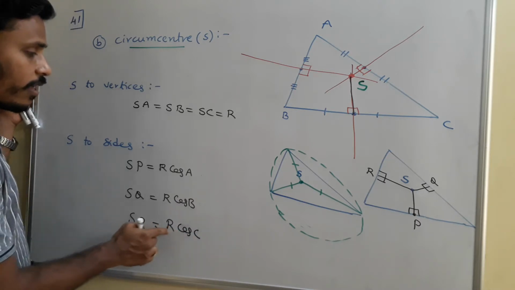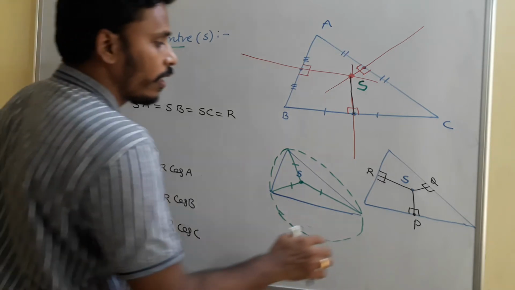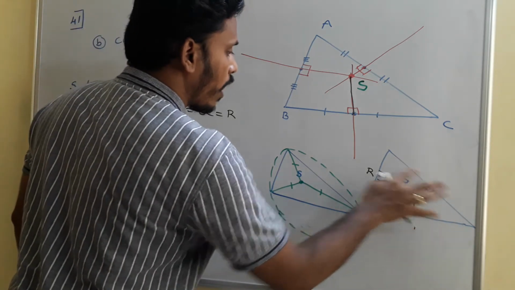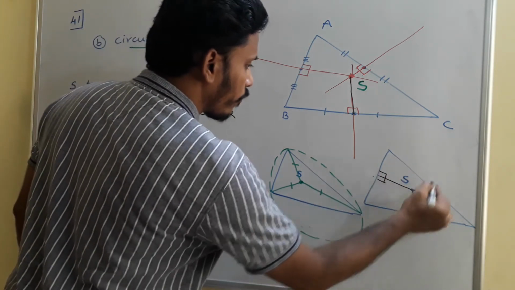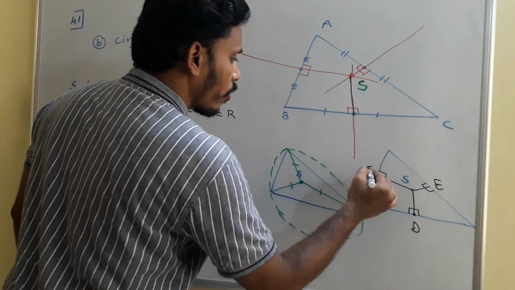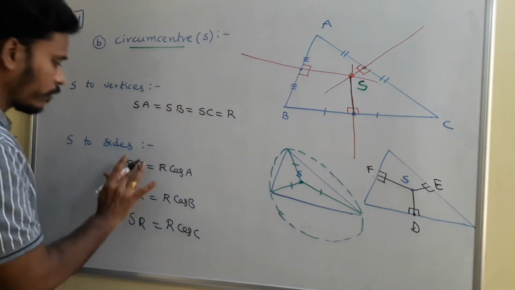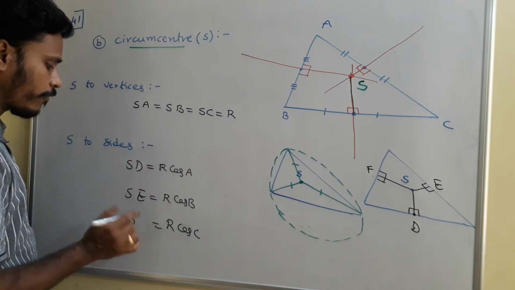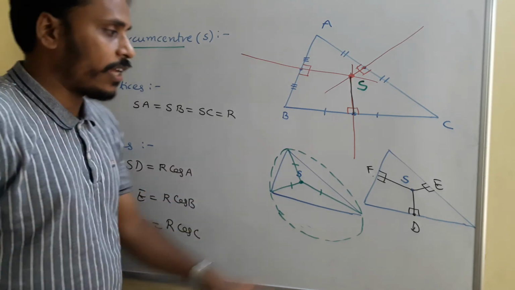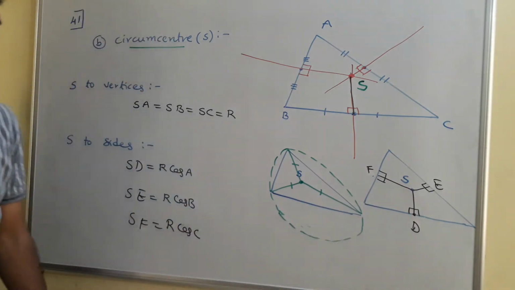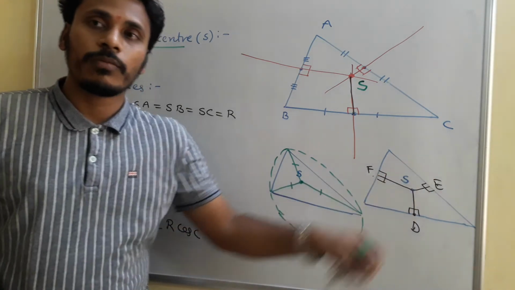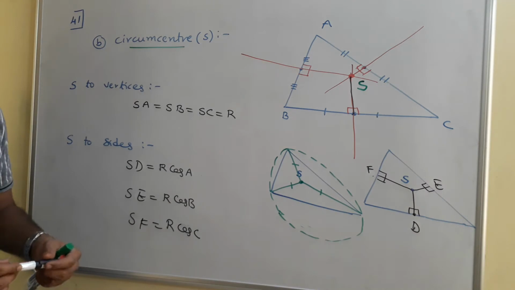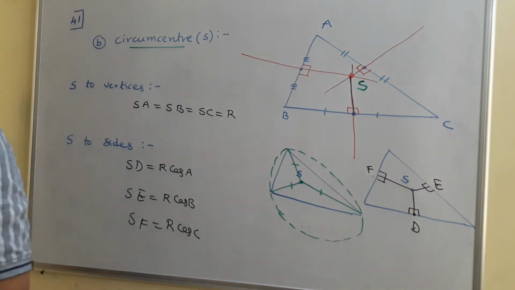Here again R. You may get some confusion, so leave it, don't take that PQR, just take them as DEF. No problem: SD, SE and then SF. Here in DEF, SD is the distance from the circumcenter to the side BC, SE is the distance from the circumcenter to the side CA, and SF is the distance from the circumcenter to the side AB.